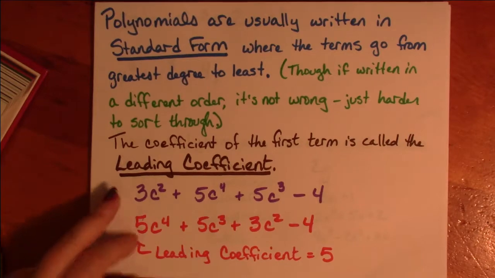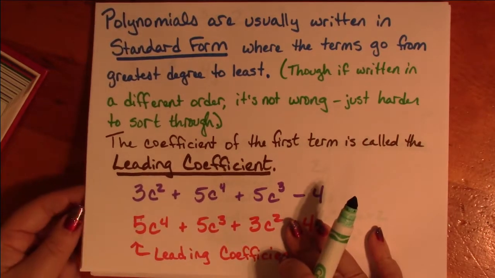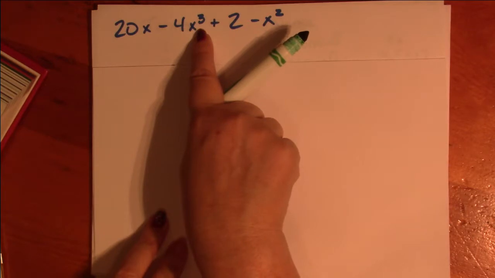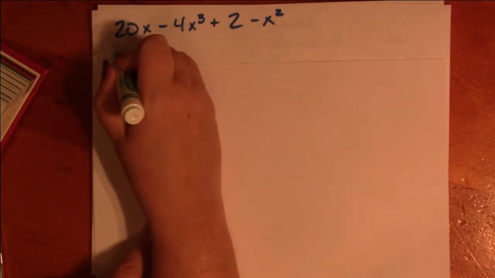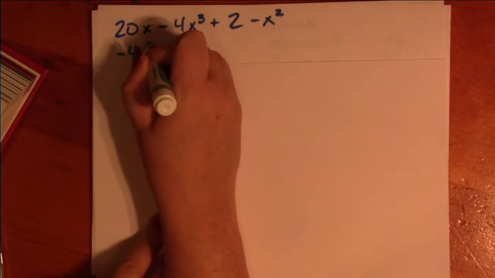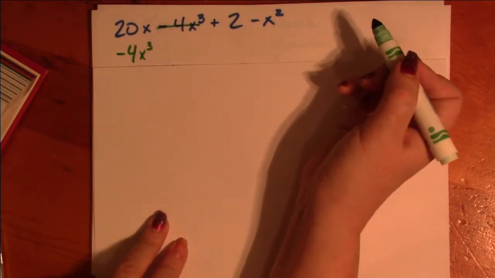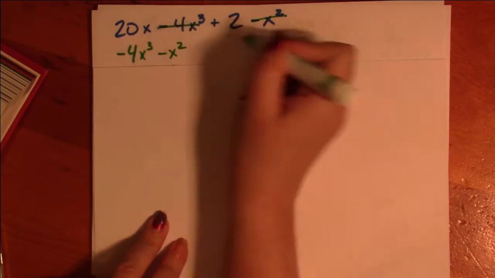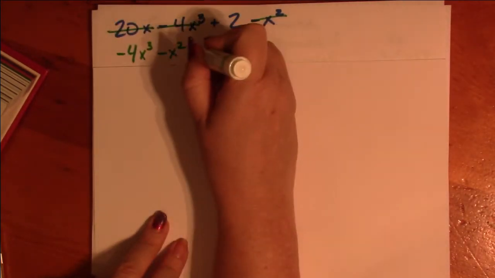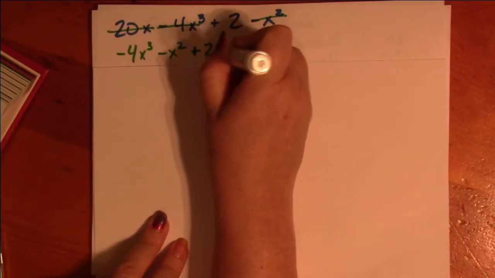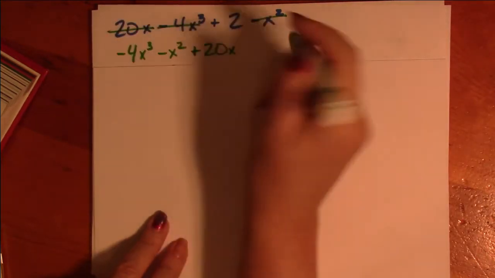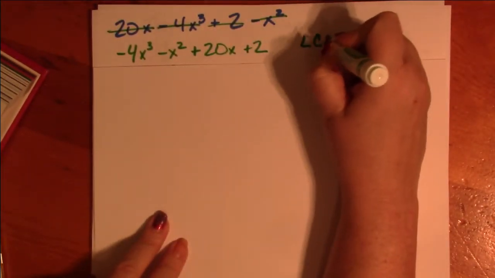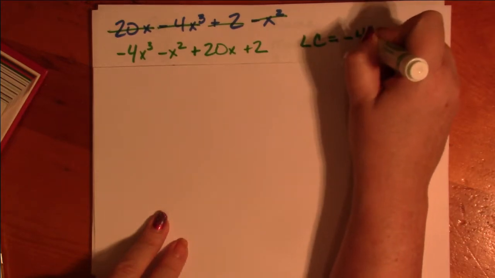Okay? Let's do some of these together. Here my variable is x. My highest degree is x cubed. So we're going to start with -4x^3, and I'm done with that, so I'm going to put a line through it. Then x squared is next, so -x^2, and then x to the first power, plus 20x, because this is a positive number, and then plus 2, and that leaves my leading coefficient to be -4.